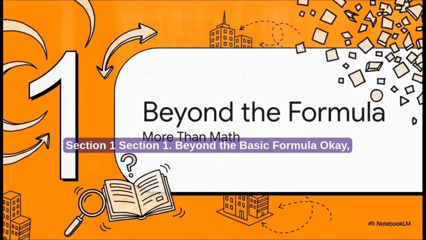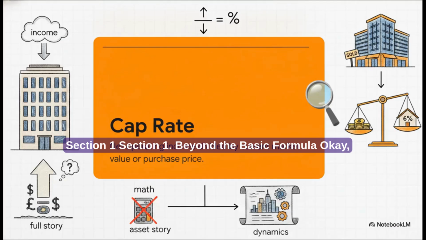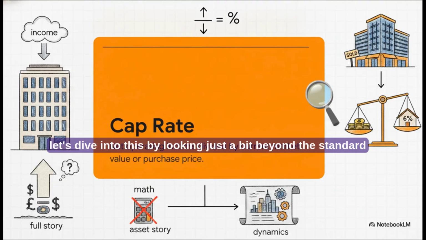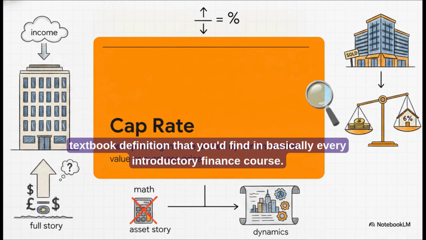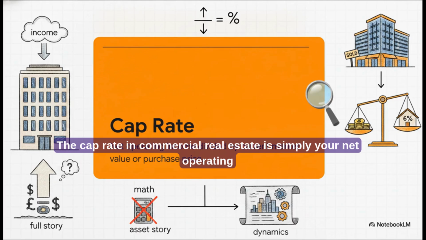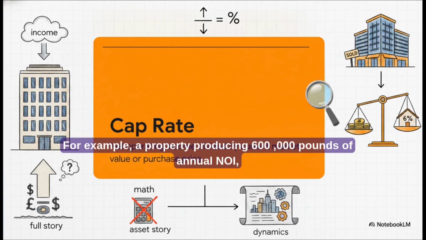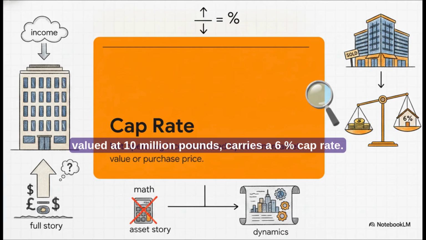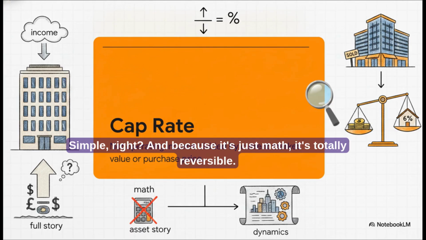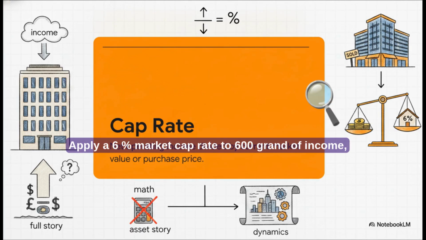Section 1. Beyond the basic formula. Okay, let's dive into this by looking just a bit beyond the standard textbook definition that you'd find in basically every introductory finance course. The cap rate in commercial real estate is simply your net operating income, your NOI, divided by the current market value or purchase price. For example, a property producing £600,000 of annual NOI valued at £10 million carries a 6% cap rate. Simple, right? And because it's just math, it's totally reversible. Apply a 6% market cap rate to £600,000 of income, and you arrive right back at that £10 million value.